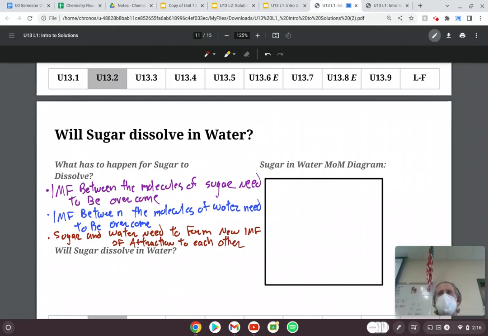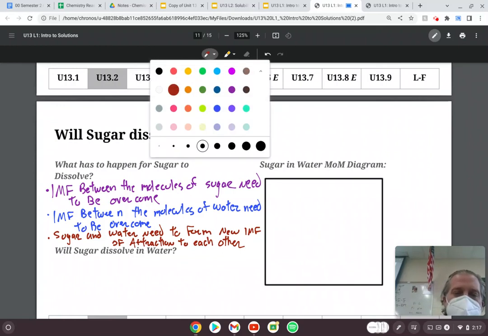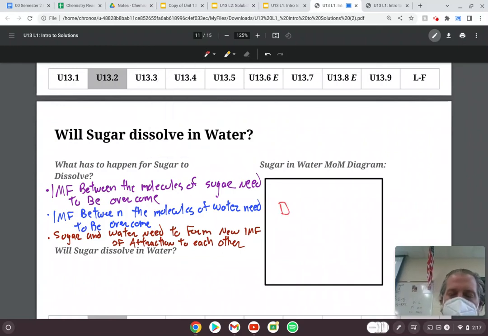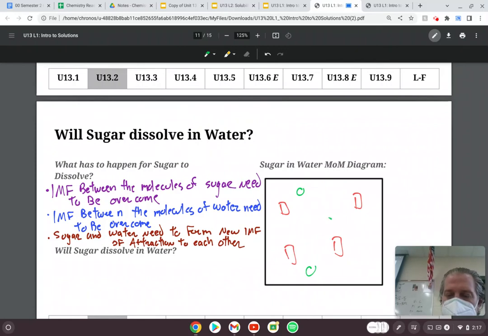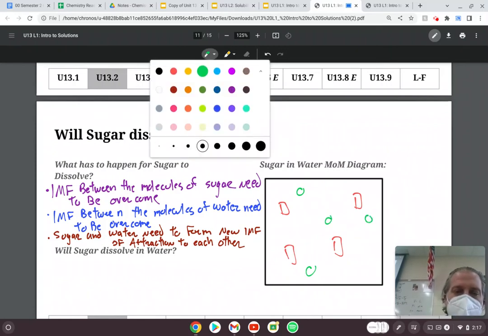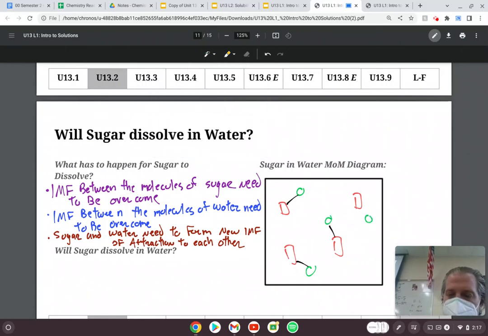So let's picture for a second what that means. That means that the sugar particles are going to have some energy added, or something has to occur, to have those intermolecular forces of attraction between those sugar molecules overcome so they separate. When they separate, you get something that looks like this. You might have one of these, one of these, one of these, one of these, and paired up with one of these, one of these, one of these, and one of these. And you've got this and this and this and this.